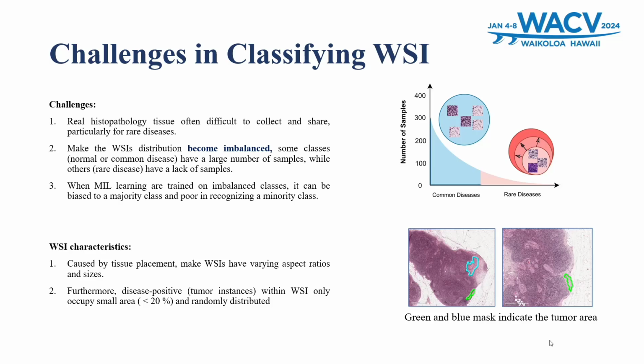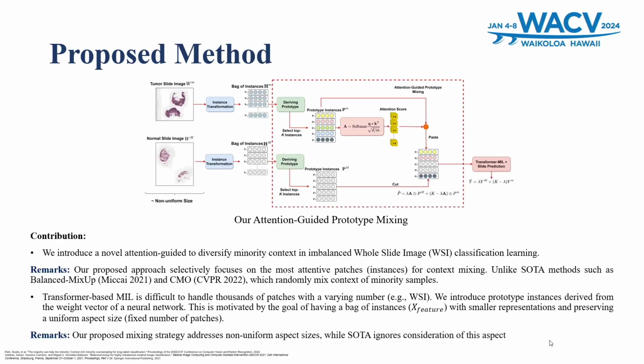However, we cannot directly oversample and enrich the minority context based on existing SOTA methods, because the WSI has unique characteristics. The first one, caused by tissue placement, makes the WSI have varying aspect ratio and size. The second one, the disease-positive or tumor instances within a WSI only occupy a small area, randomly distributed. Based on these characteristics and the problem, we present two main contributions.